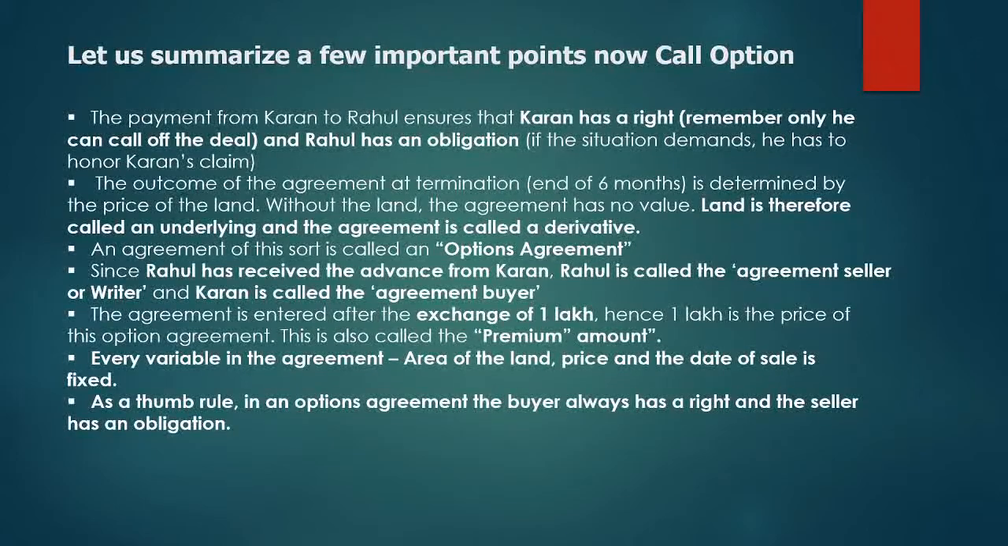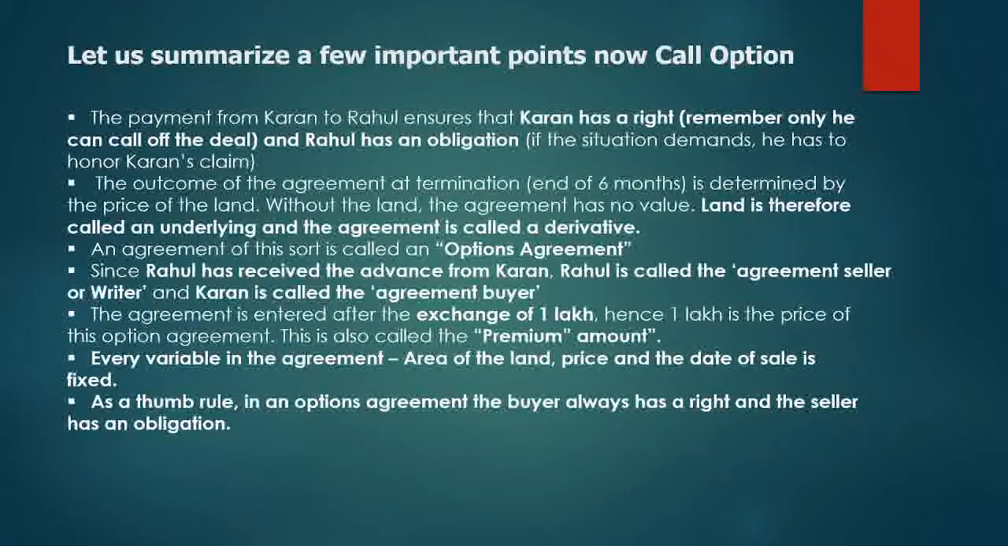Now the agreement which has been entered by Karan and Rahul is an option agreement. Since Rahul has received an advance from Karan, Rahul is the option seller or agreement seller, and Karan is the agreement buyer or call option buyer. The agreement has been entered after exchange of rupees 1 lakh. So in this case, 1 lakh becomes the option premium, the amount paid to buy the right.